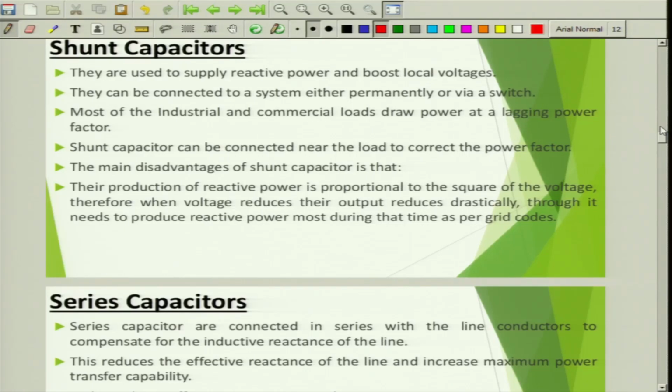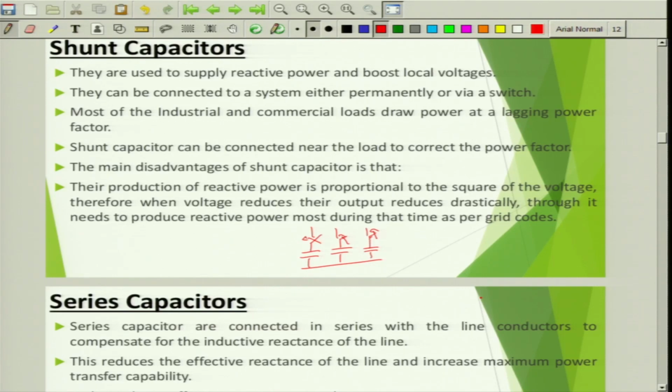And there are shunt capacitors. They are used to supply reactive power and boost local voltages basically. They can be connected to a system either permanently or via a switch. There will be something like switched capacitor banks. You might have heard this. It is one of the very important reactive power compensating devices adopted widely across the system. So there is a combination of capacitors which are connected, and as per the requirement they would get connected. Hence they are considered to be switched capacitor banks.